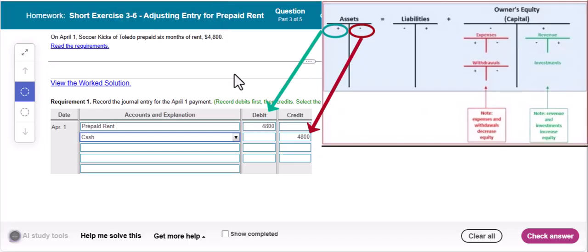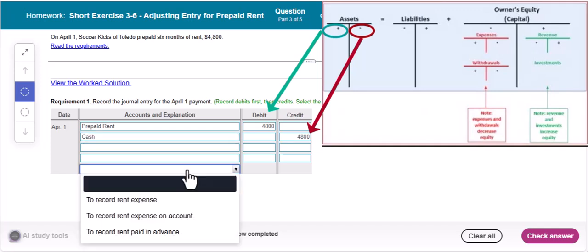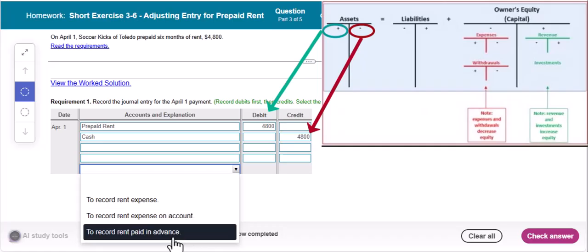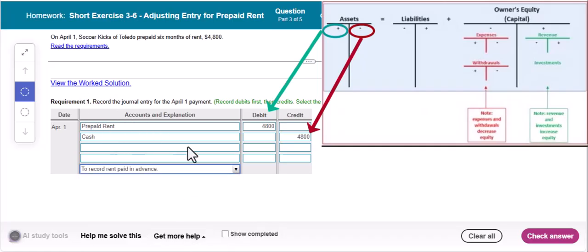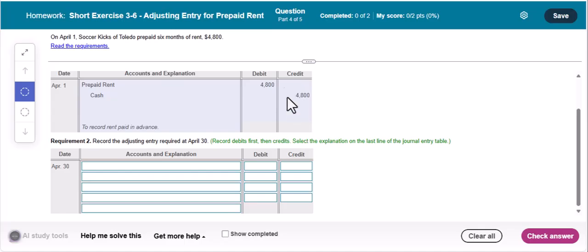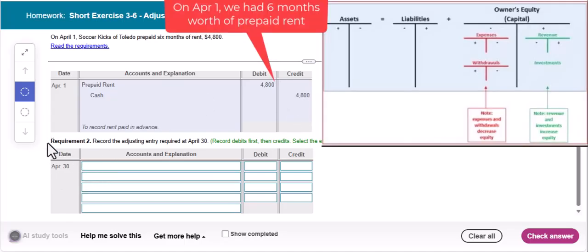So then we need an explanation down here at the very last line, and that is to record rent paid in advance. It is not an expense yet. So let's go ahead and check our answer. Well done.